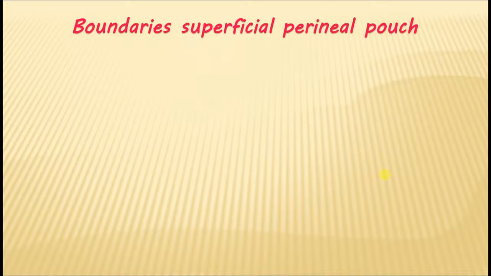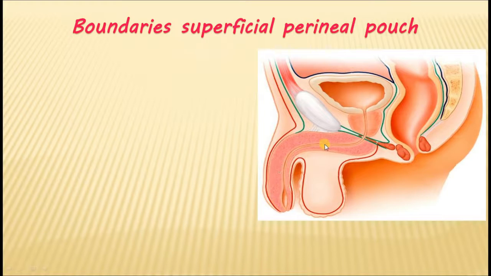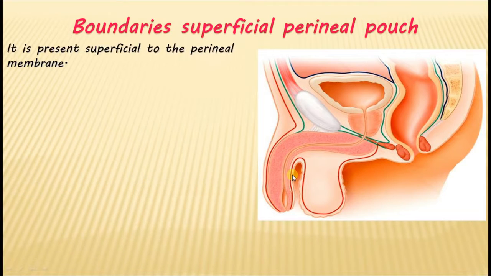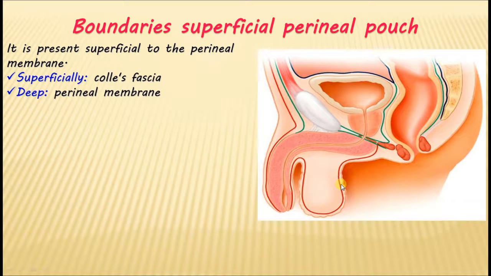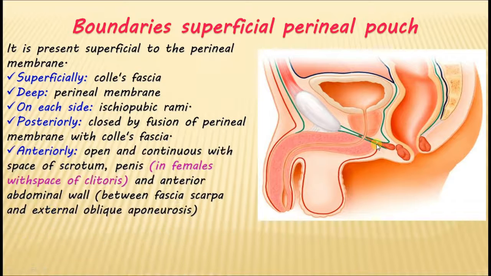Now coming to the boundaries of the superficial perineal pouch. So this is the superficial perineal pouch. Anteriorly, as I told you, it is the Colles fascia. So superficial or anterior, it is the Colles fascia. The perineal membrane forms the deep boundary. So posteriorly it is the perineal membrane, where the Colles fascia goes and attaches to it and thereby closes the pouch posteriorly and superiorly. On each side you have the ischiopubic rami, and it is closed by the perineal membrane fusing with the Colles fascia posteriorly.